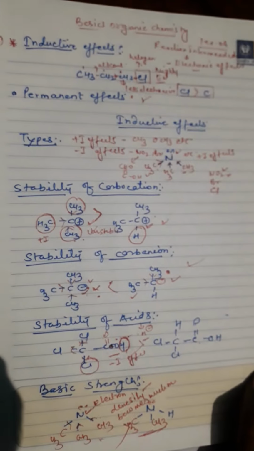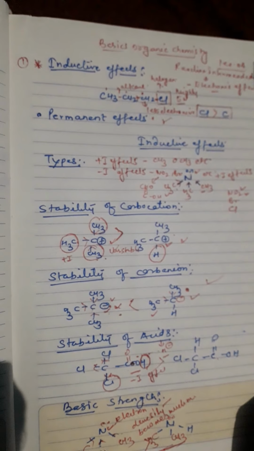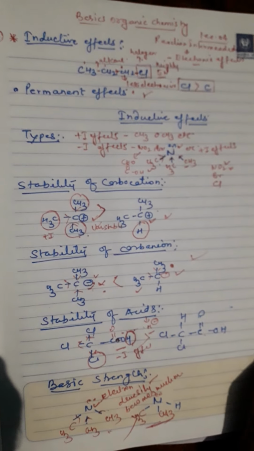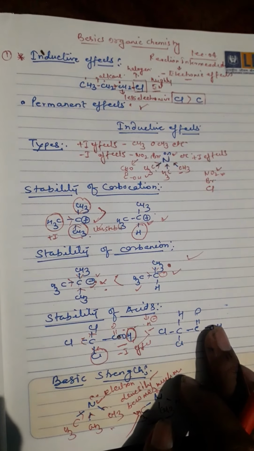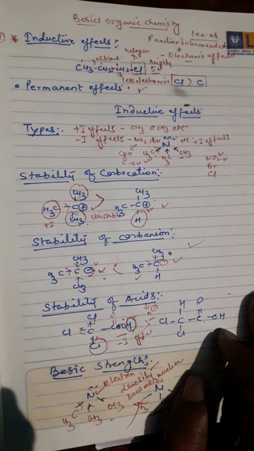So today we have discussed the inductive effects, types of inductive effects, stability of different cations and anions, stability of acids, and basic strength. We have covered all the points in the 4th lecture. In the 5th lecture we will proceed further.